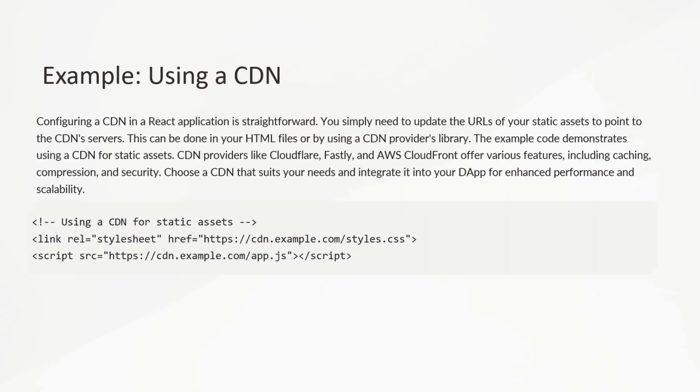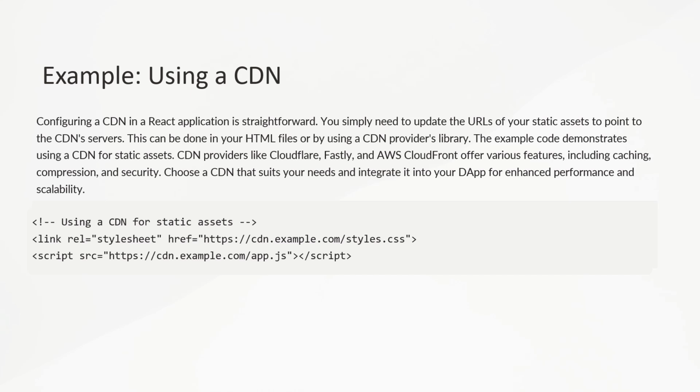Content delivery networks or CDNs distribute static assets like images, CSS files, and JavaScript libraries across multiple locations, allowing users to access content from servers closer to them. This reduces the distance data needs to travel, resulting in faster loading times and improved user experience. The benefits of using a CDN include faster load times, improved scalability, and reduced server load.